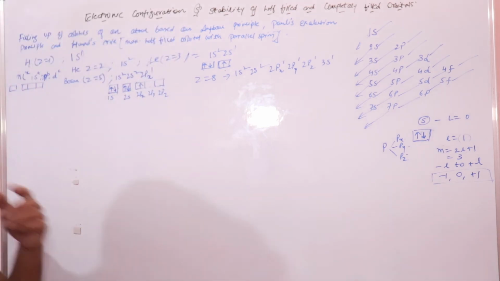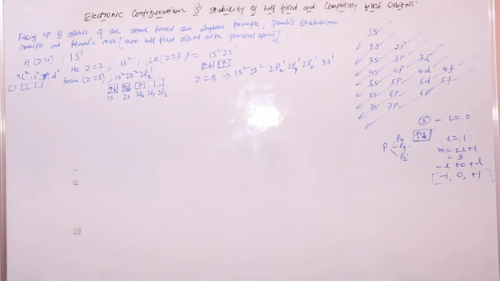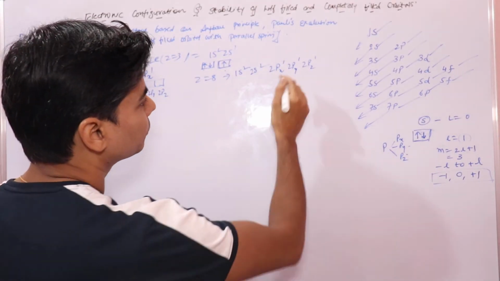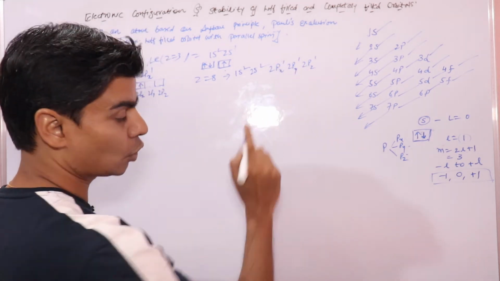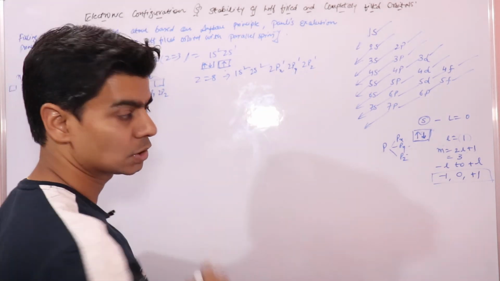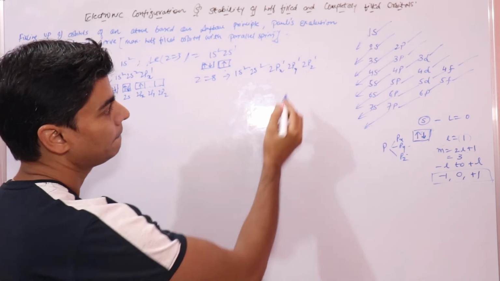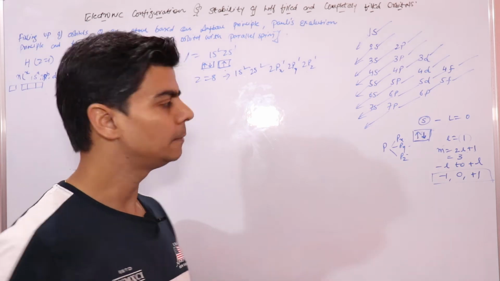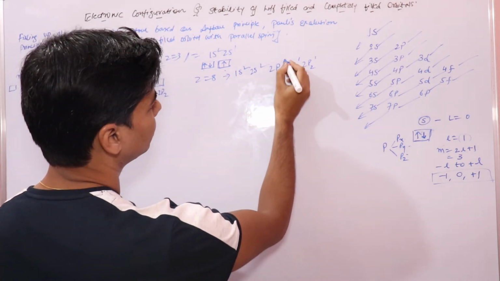I'm sorry, this would be like this. Since each orbital can have 2 electrons, first we distribute 1 electron in each orbital as per Hund's rule of maximum multiplicity. Once all 3 orbitals are singly filled, then we start pairing up the orbitals. It would be 2 here.